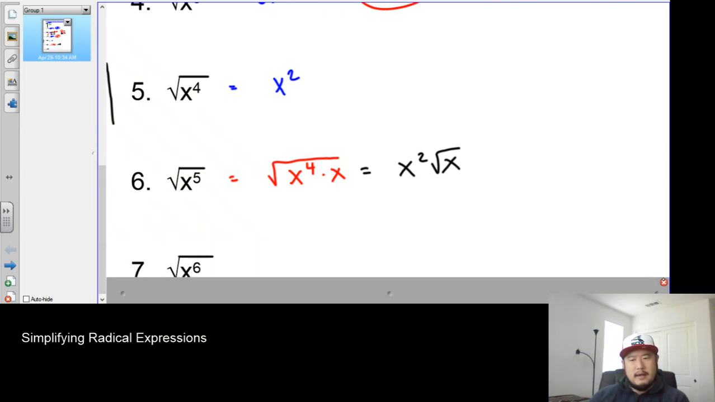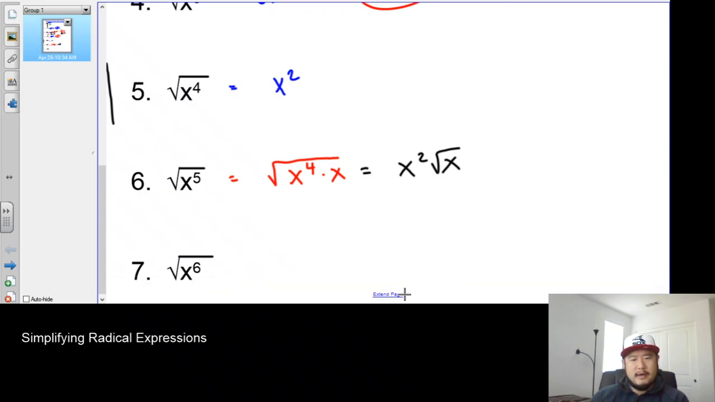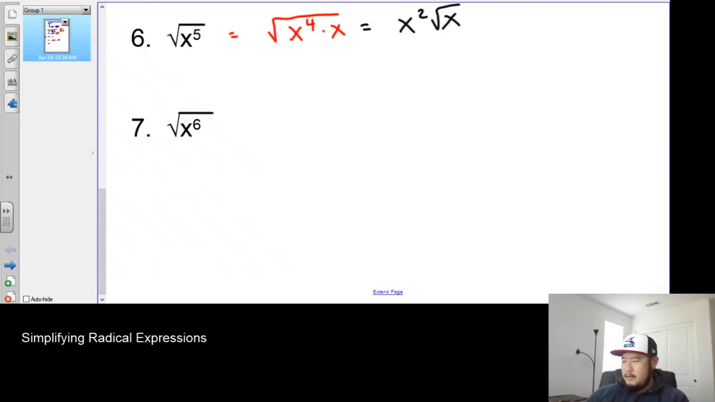Right. And now let's take a look at our last example right here, number 7. Let's see what happens. We have x to the 6th. Remember, we are square rooting it, so we take the exponent divided by 2, and I'm left with x to the 3rd.